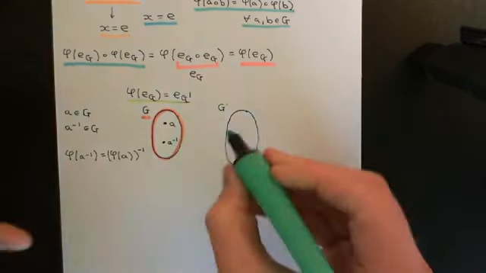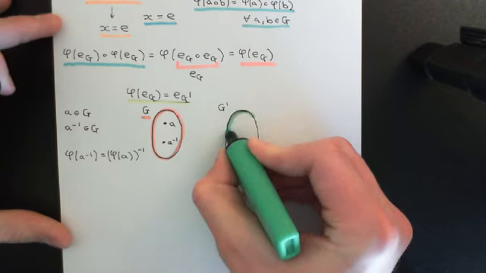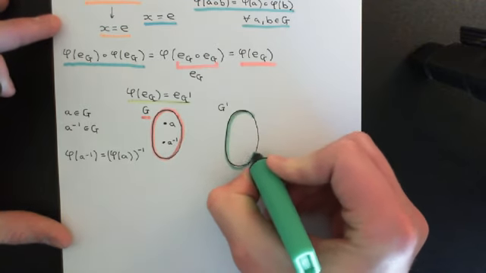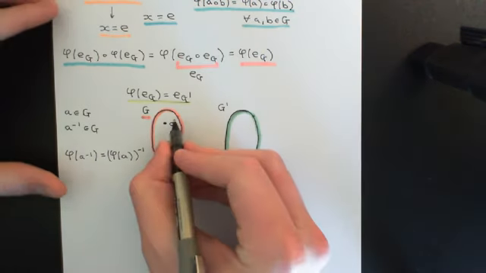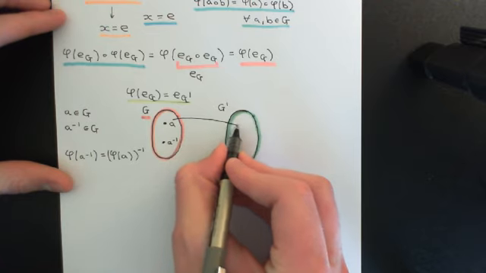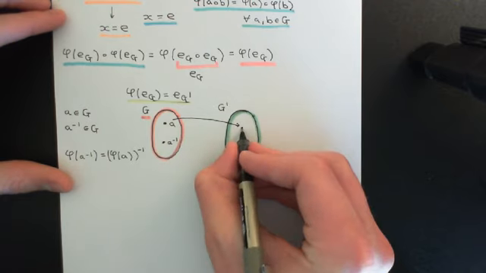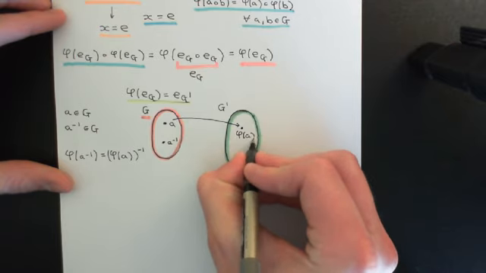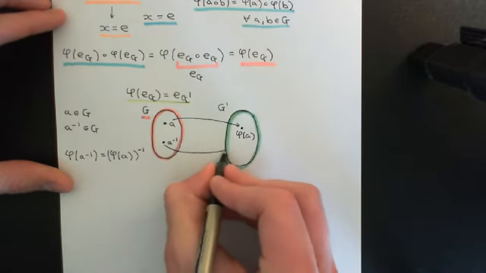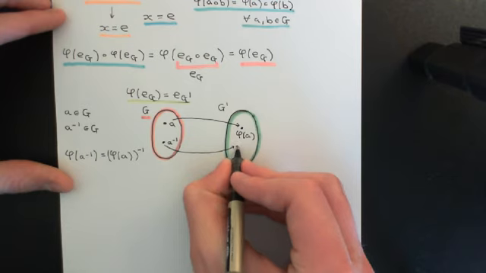So we need to have our codomain group G prime here. Basically, what we know is that both of these elements, A and A inverse, whether they're distinct or not, will be mapped onto elements in G prime. Here we'll have A being mapped onto phi of A, and A inverse being mapped onto phi of A inverse.